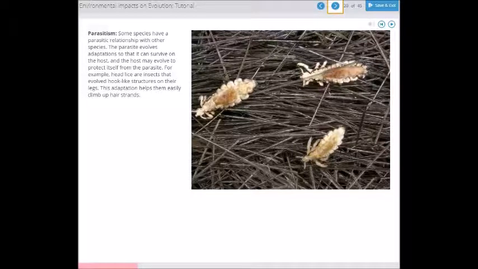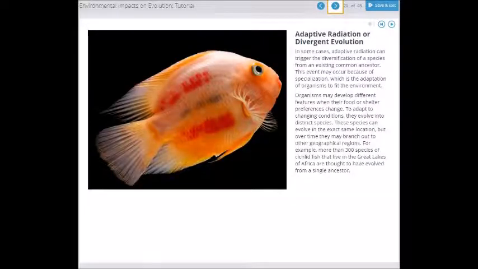All right, next thing we're going to talk about is something called adaptive radiation or divergent evolution. Now we've already talked about this, but we're going to give a name to it. Remember when I told you we had one species, populations of those species go to different places, okay?